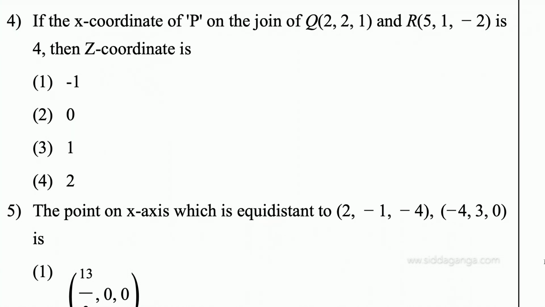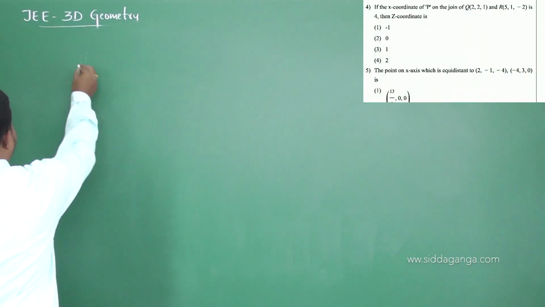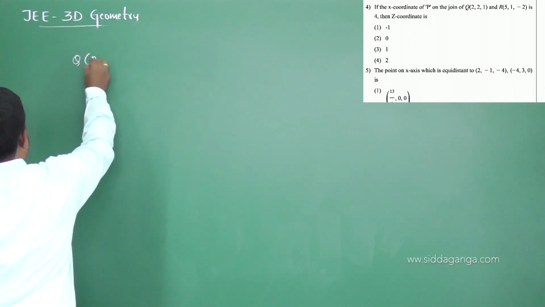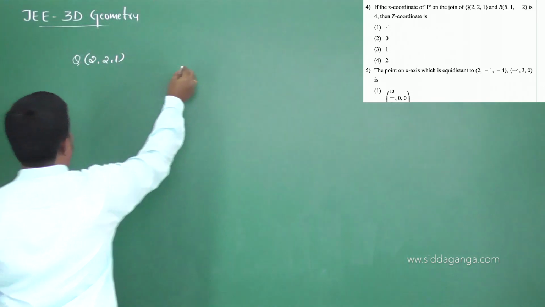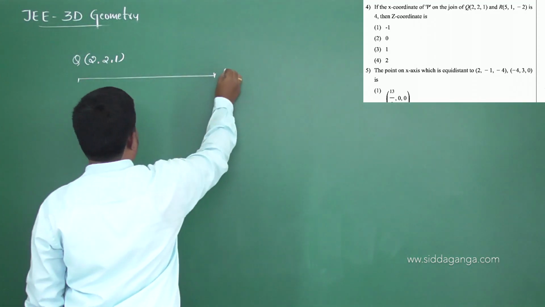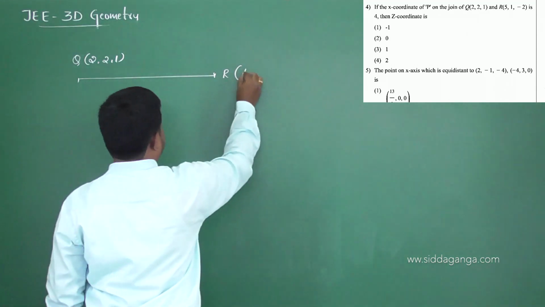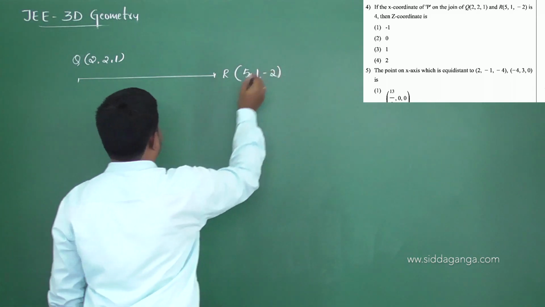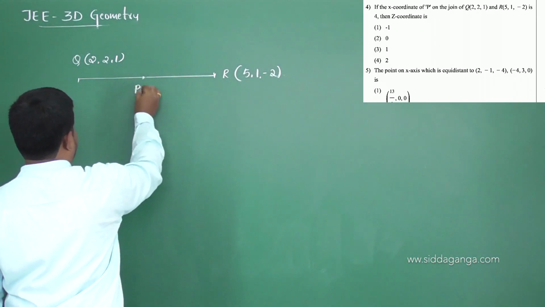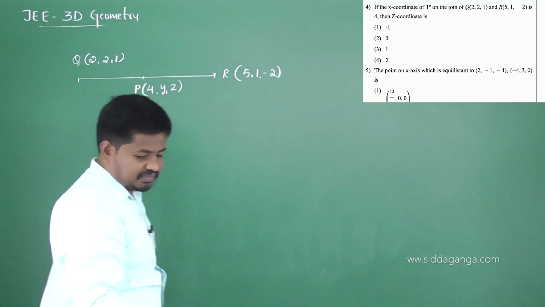Let us use the same concept used in the second question, that is the equation of a line passing through 2 points. Here we have Q, a point (2, 2, 1), and R is a point (5, 1, -2), and P is a point having x coordinate 4 and y, z unknown. What about the z coordinate of this point P?